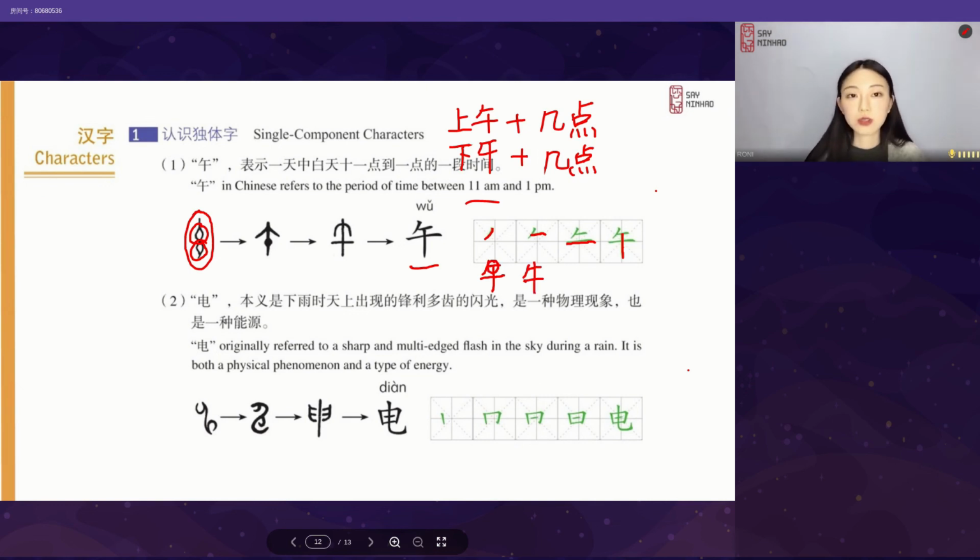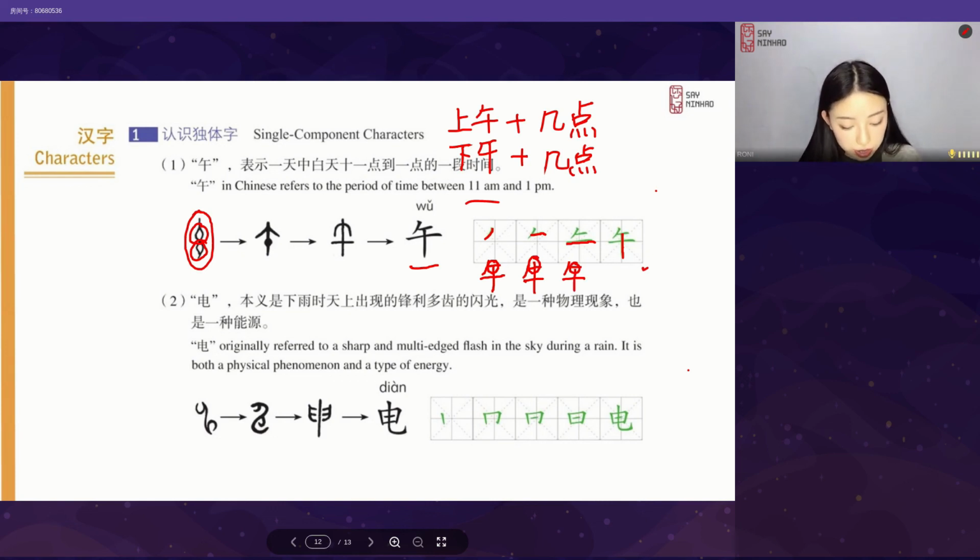Then this is another character, which means cow or ox. It means the animal cow, the animal ox. But if we don't put the vertical through it, then it means noon, 午.